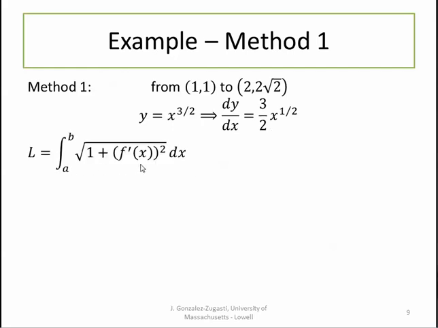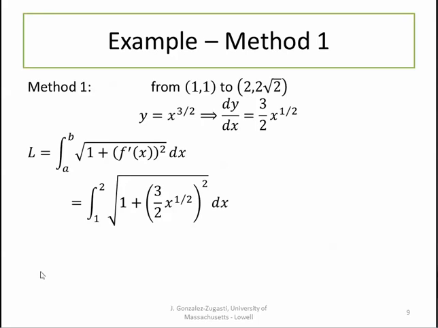Here's the formula for my arc length. I'm going from a to b, and I'm doing it with respect to x, so a is going to be 1, and b is going to be 2. And then I'm taking the square root of 1 plus, I put my derivative here, and then I square it. Now take a moment.